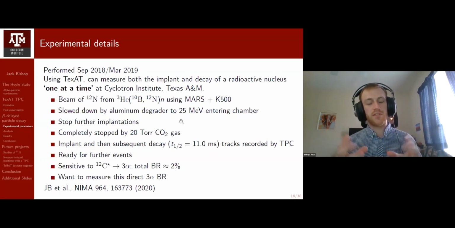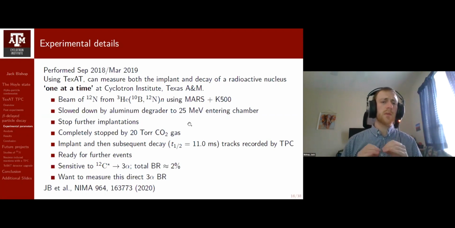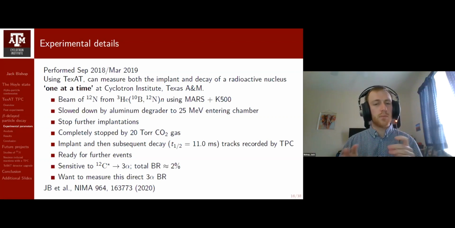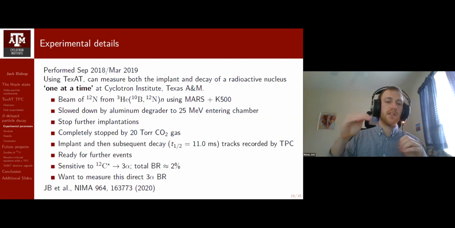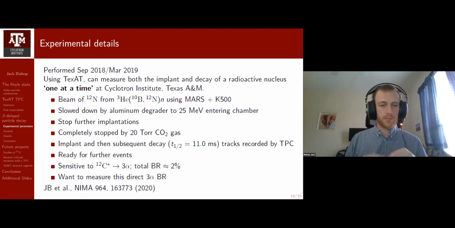And if there's any interesting tracks which are generated from the TPC, we can then fully record those. At which point we're ready for further events, and we can tell the cyclotron to start sending beams. The thing we're particularly interested in here is about a 2% branching ratio where nitrogen-12 beta decays, and it feeds states above the alpha threshold in carbon-12. So the final product is going to end up being 3 alpha particles.